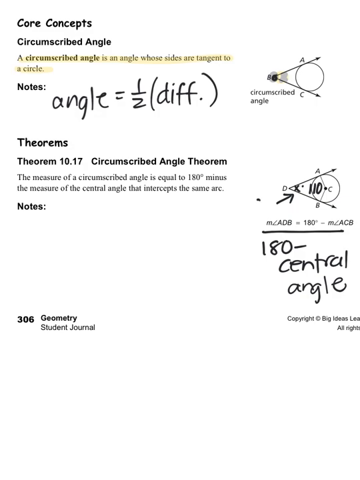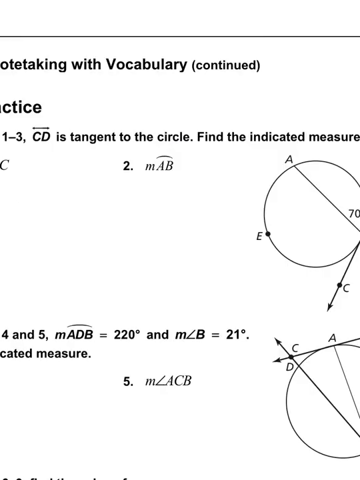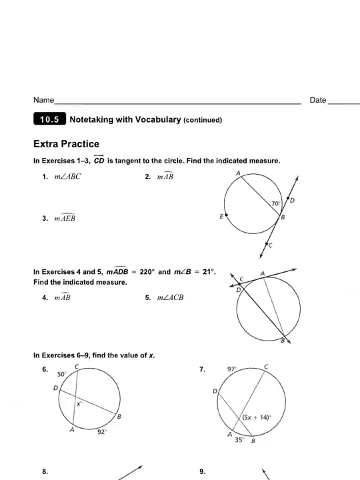So that would give us a 70-degree angle there. Okay, so that's only if you have central angle information. Otherwise, you have to use 1/2 the difference of the arcs. Okay, let's practice some of that.